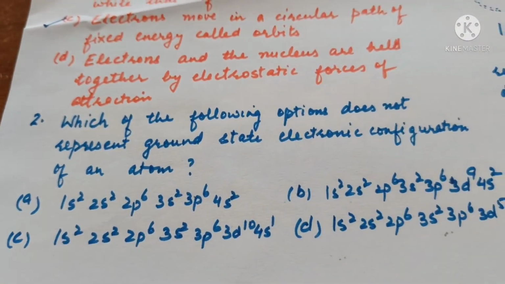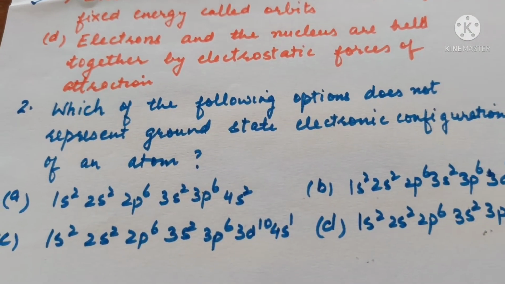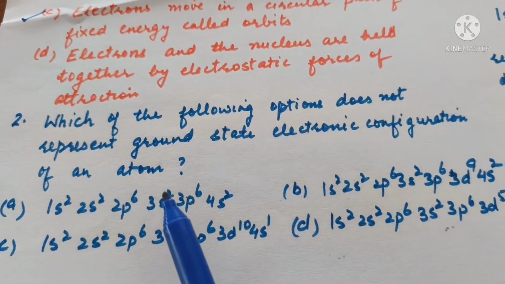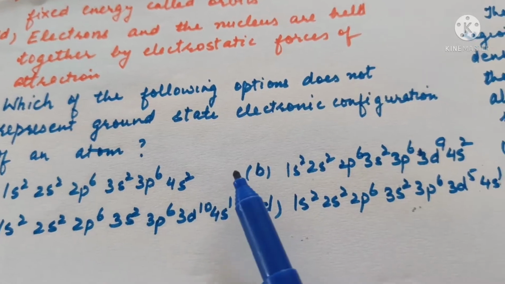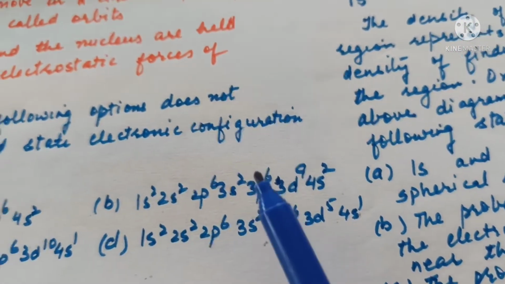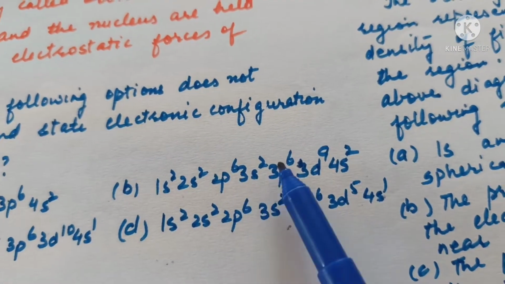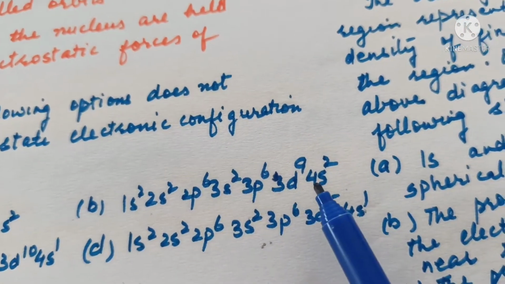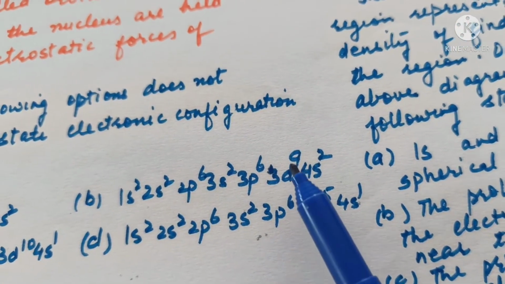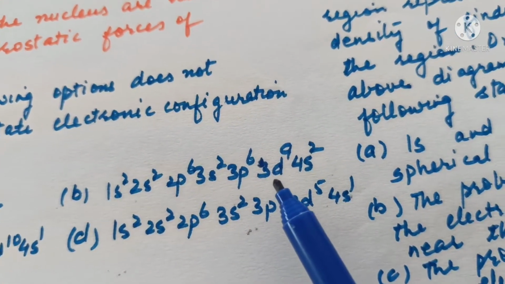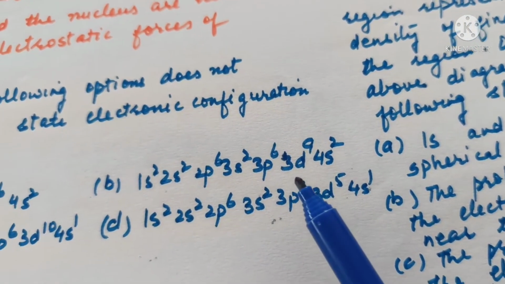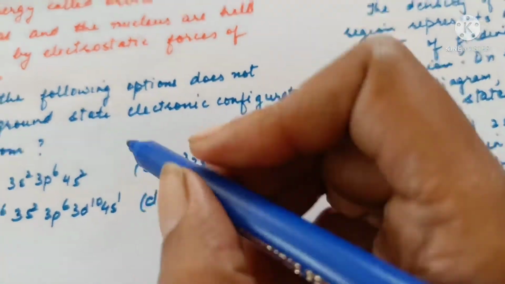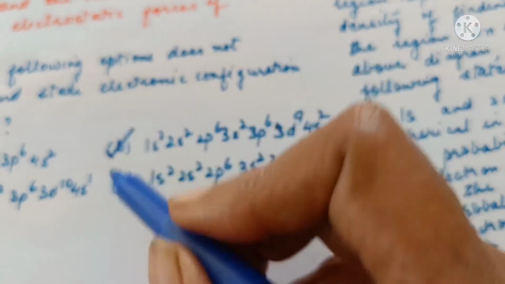Which of the following option does not represent ground state electronic configuration of an atom? So 1s2, 2s2, 2p6, 3s2, 3p6, 4s2 is ground state configuration. 1s2, 2s2, 2p6, 3s2, 3p6, 3d9, 4s2 is not the ground state configuration because it should be 3d10, 4s1, because fully filled subshell is more stable. So configuration should be 3d10, 4s1.